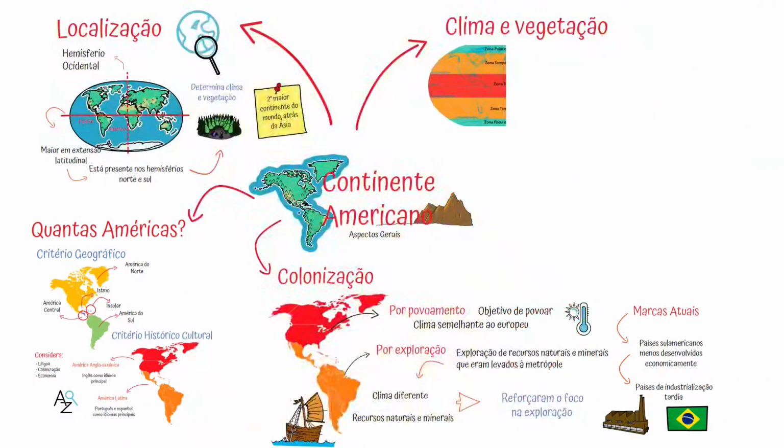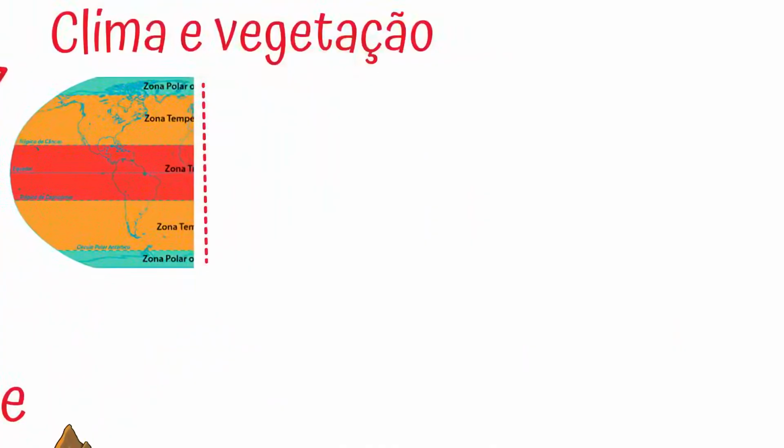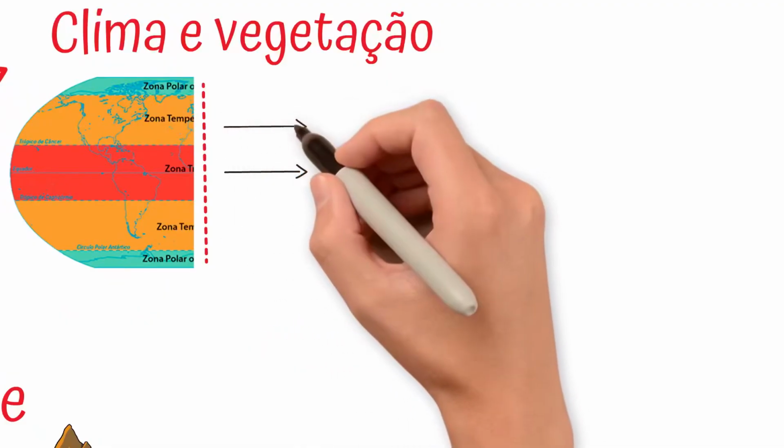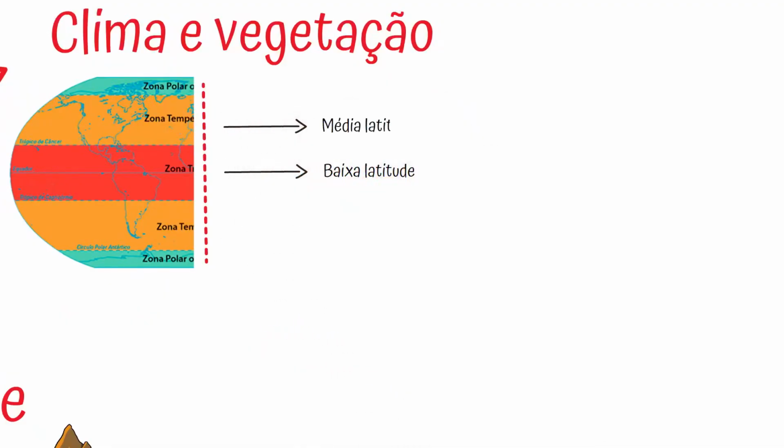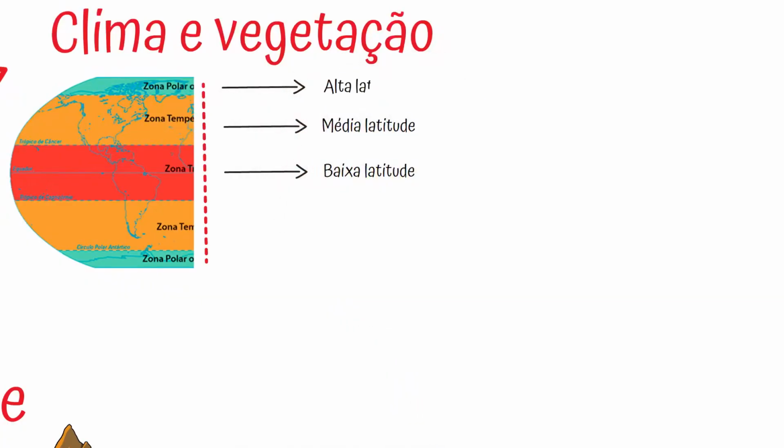Let's quickly talk about climate and vegetation. And for that, do you remember that at the beginning of the video, I said that the American continent spans a wide range of latitudes? So that's a key factor for us, okay? For example, while some countries are located at lower latitudes, like Brazil, whose largest part of the territory is in the tropical zone, North America, for example, has most of its territory in the temperate zone.